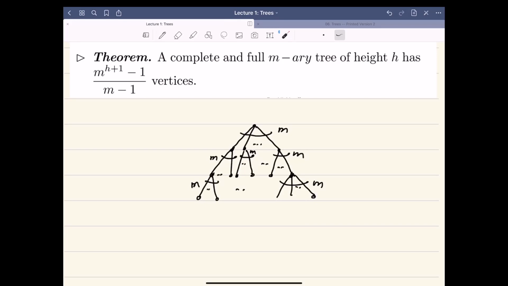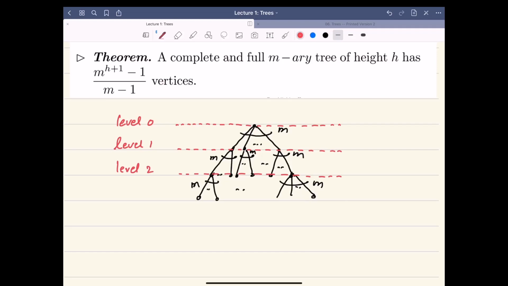Imagine you have the following full m-ary tree. For every internal vertex, we have exactly m children. So we will count the children in each level. Here, this is level 0, and this is going to be level 1, and this is going to be level 2, and so on. This is just for demonstration, so it continues. So this is level 3.